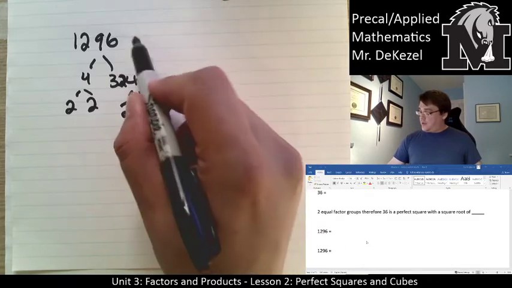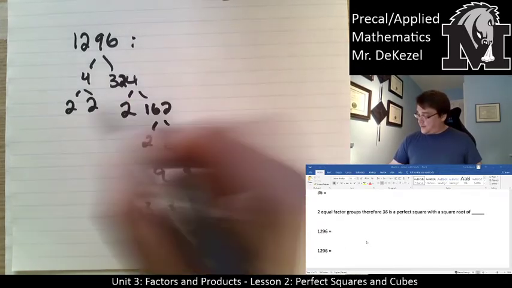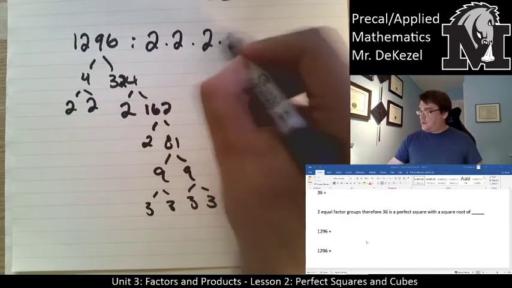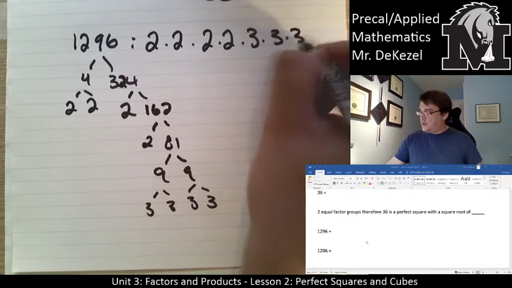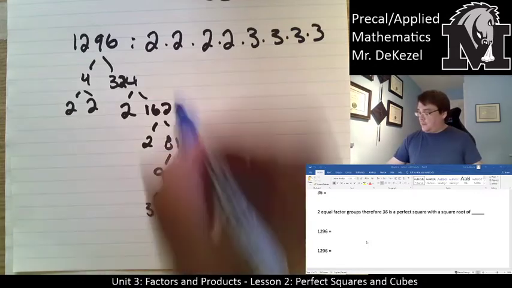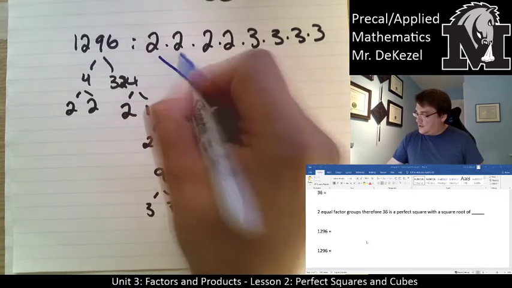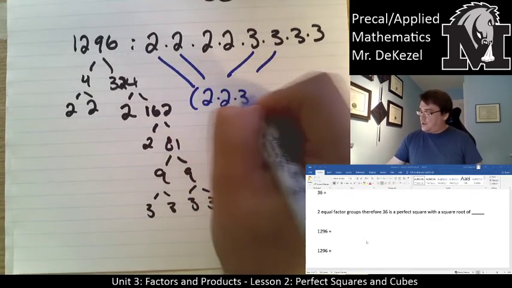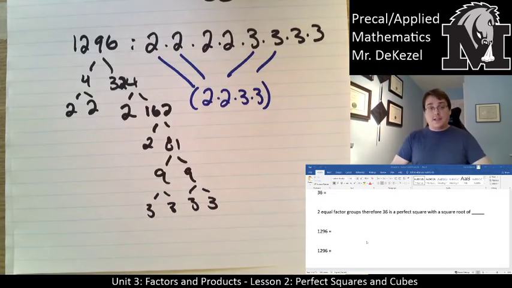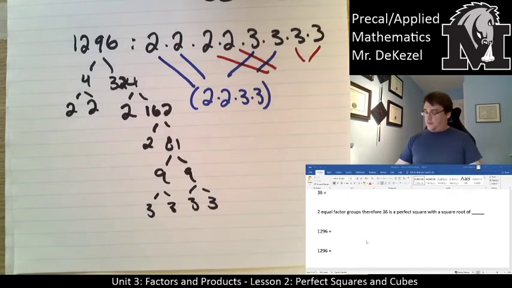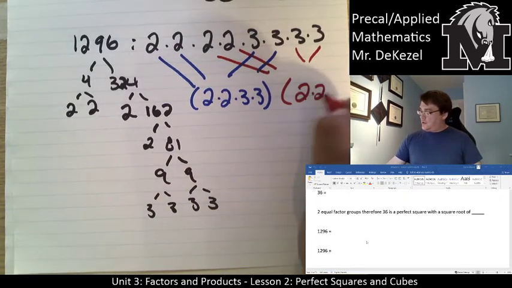So, 1296, it's got prime factors. I've got 1, 2, 3, 4 2s and 4 3s. So 2 times 2 times 2 times 2 times 3 times 3 times 3 times 3. I see that I've got 4 of each, which looks good for me. If I can bring in these 2 2s and these 2 3s, I can write this as 2 times 2 times 3 times 3. And I can take what's left over there, the 2 2s and the 2 3s, to get 2 times 2 times 3 times 3.